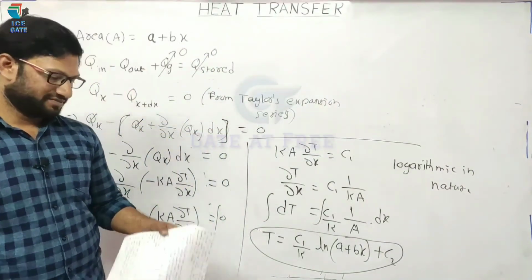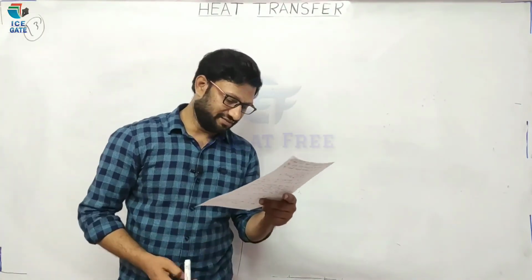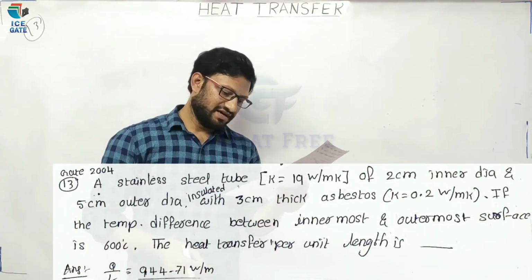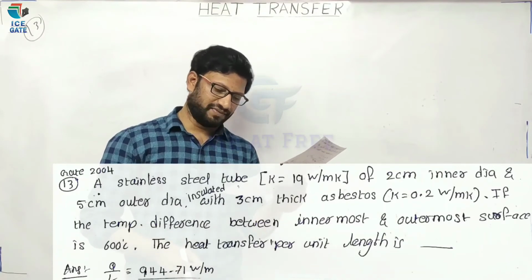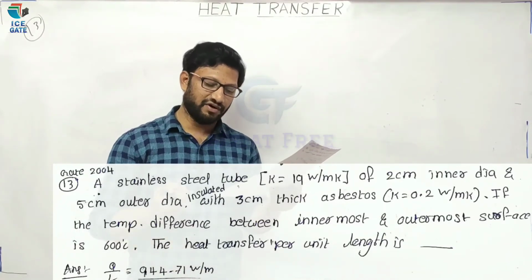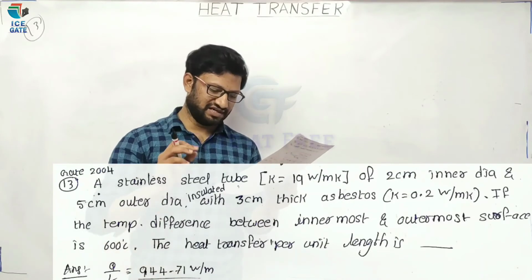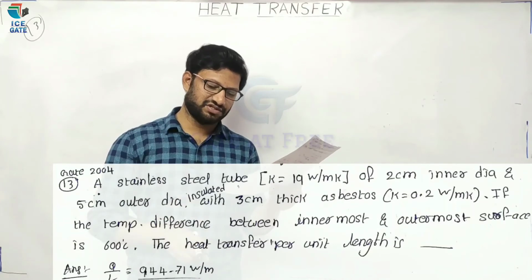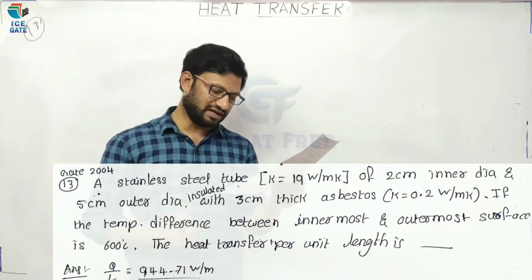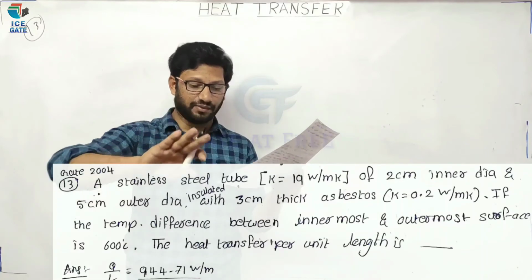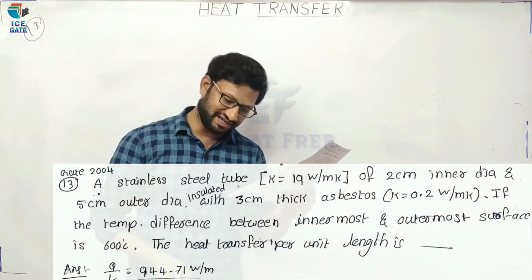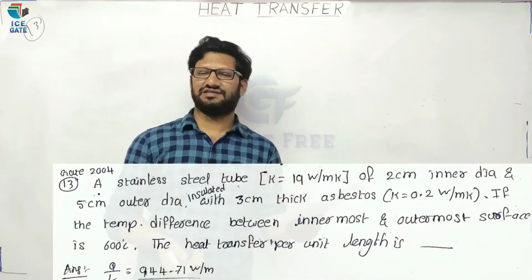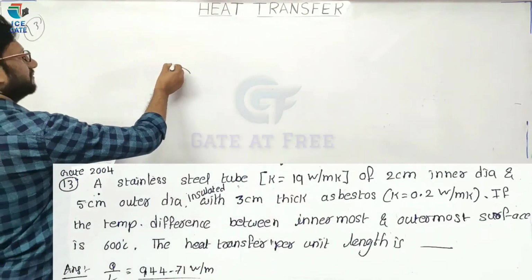Hope we understood. Now see the 13th question, GATE 2004, given for I think 2 marks. A stainless steel tube, thermal conductivity 19 watt per meter Kelvin, of 2 centimeter inner diameter and 5 centimeter outer diameter, is insulated with 3 centimeter thick asbestos of thermal conductivity 0.2 watt per meter Kelvin. If the temperature difference between the innermost and outermost surface is 600 degrees centigrade, calculate the rate of heat transfer per unit length. Simple question.